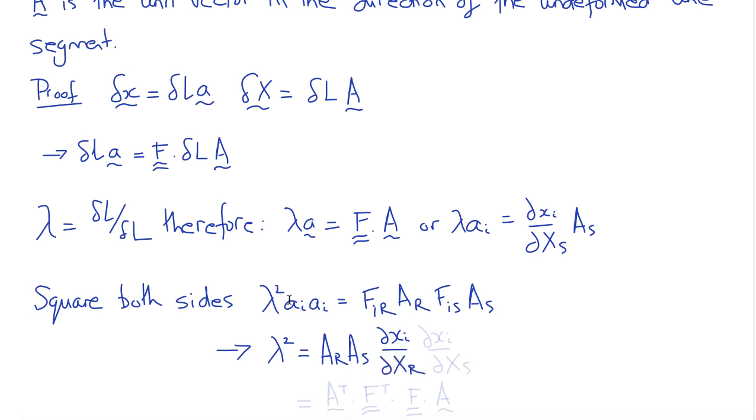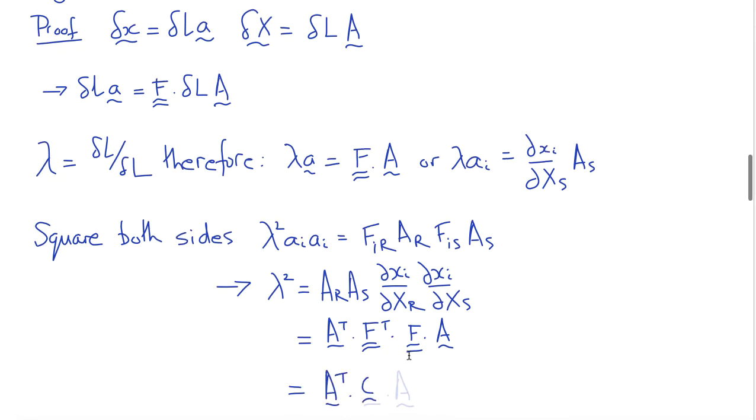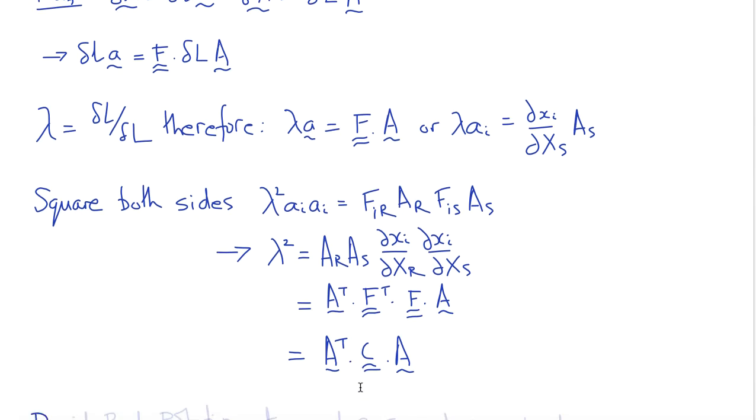Now, a_i times a_i, since a is a unit vector, will be 1, so that gives us λ² equals A_R A_S (∂x_i/∂X_R)(∂x_i/∂X_S), which is what we wanted. Or writing this in terms of the deformation gradient tensor, that's Aᵀ Fᵀ F A, which is therefore Aᵀ C A, which is the result we were looking for.